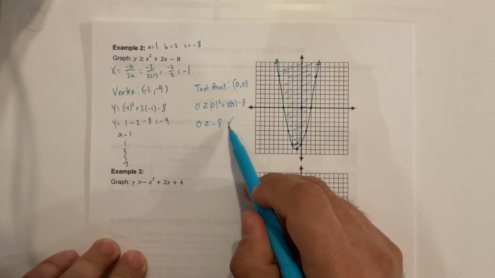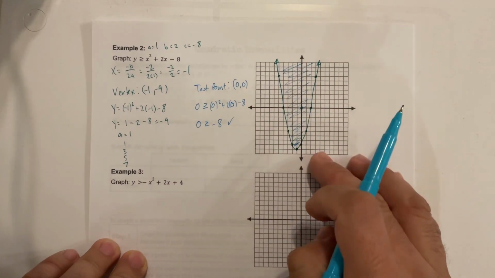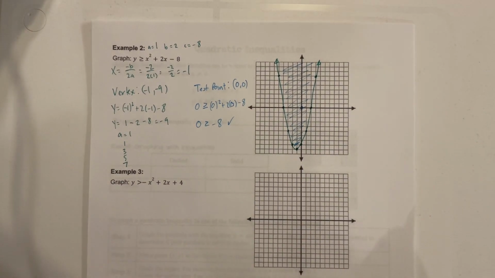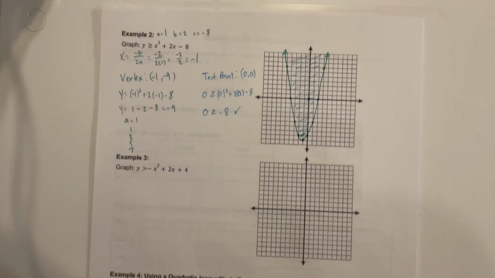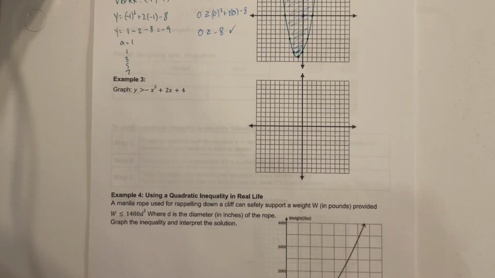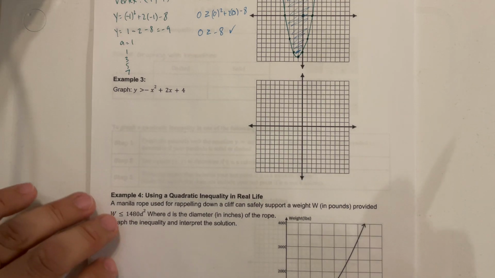If that came out to be false, then I would have shaded on the outside of the parabola since it wasn't a part of the solution set. Okay, let's take a look at these last two examples here. Again, this is just going to be another one where I'm just going to show you the process through it.